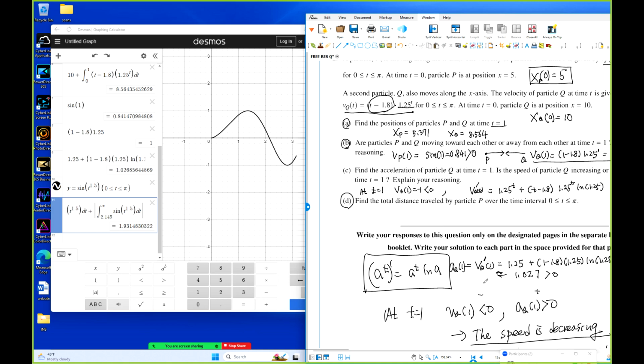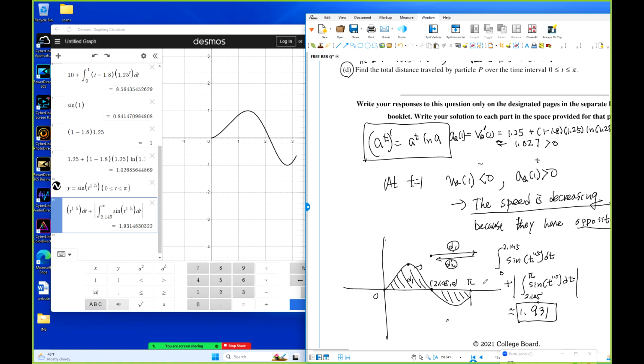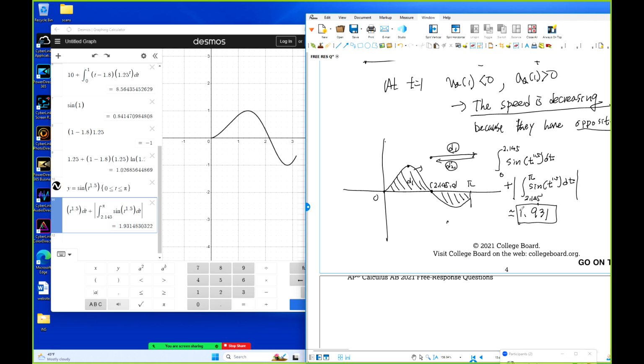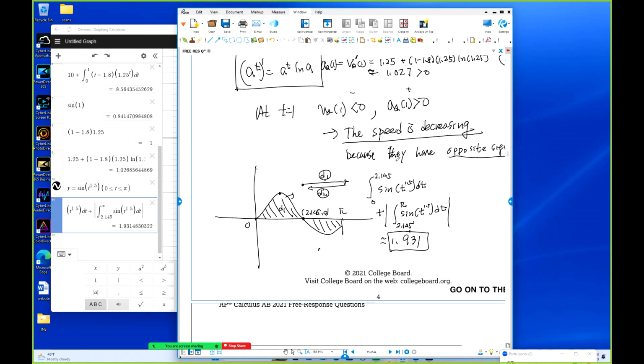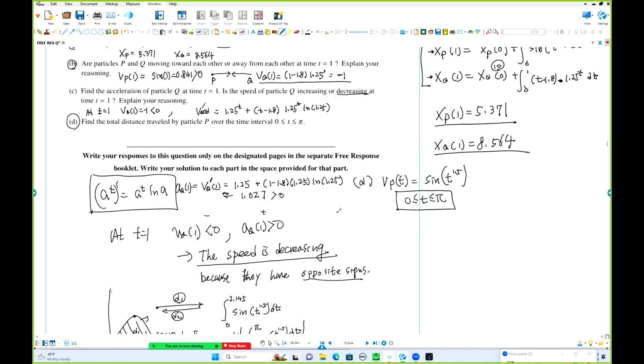A is okay, B is okay, and C is okay, and D is correct. Yeah, this is correct. Actually, the answer in the College Board is very hard to understand, so try to use this solution. They didn't solve it this way; they skipped a lot of steps. Are you okay with this?